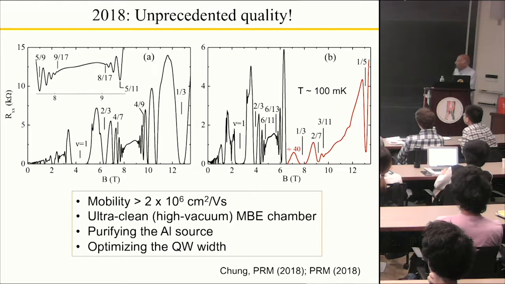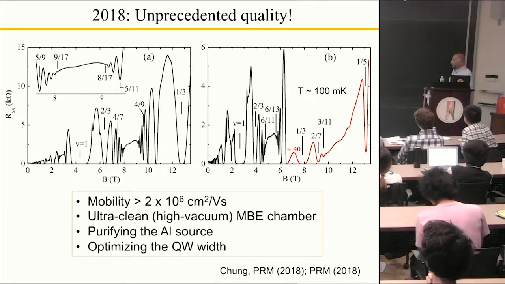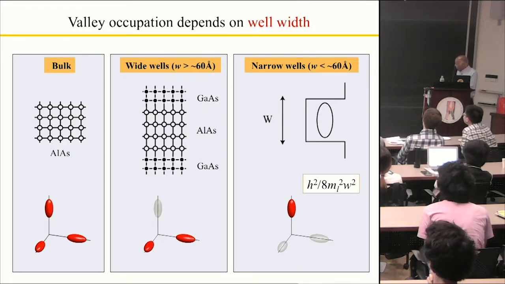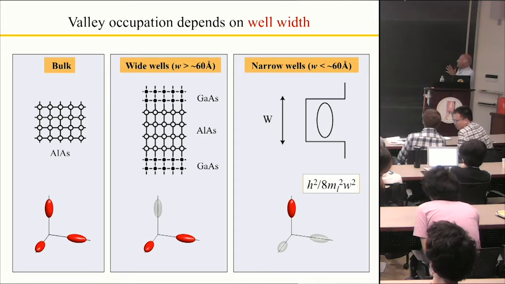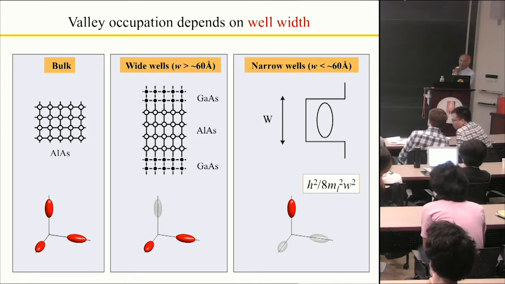So essentially, by doing this, we improved the quality of the aluminum arsenide, and that now meant we could change the quantum well width, do things that we do with gallium arsenide to optimize things, and this is the result of this. So now let me tell you a little more about the tunability of this system. It turns out the valley occupation depends on the quantum well width.